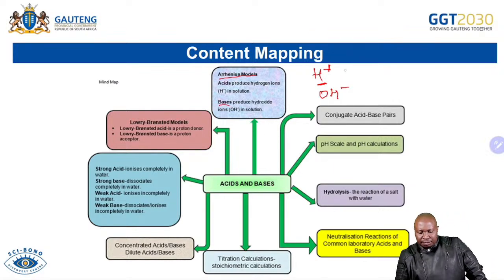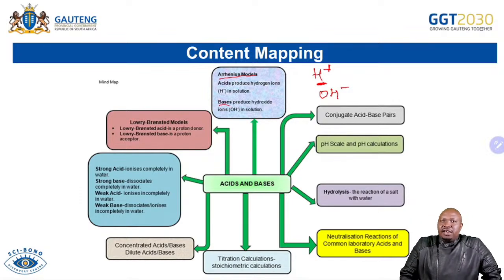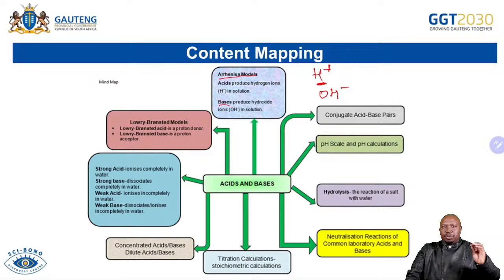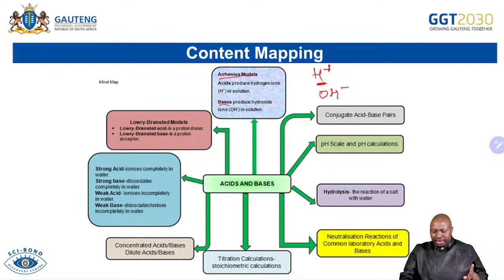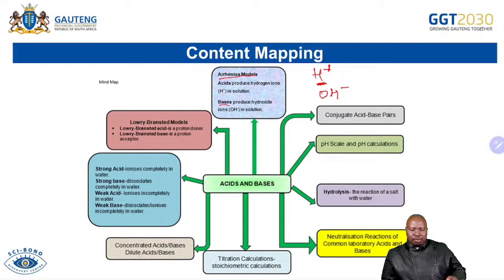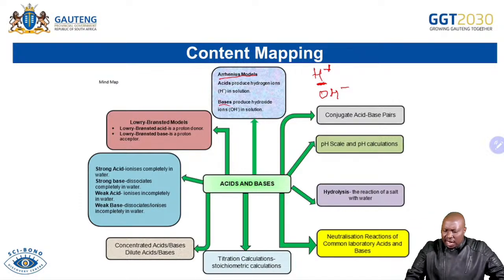So an acid, obviously, for it to produce hydrogen ion, must have a hydrogen ion so that when you put it in aqueous solution, it can be able to produce it. So that is the first thing that we're talking about, the Arrhenius model, how acid and base are defined.